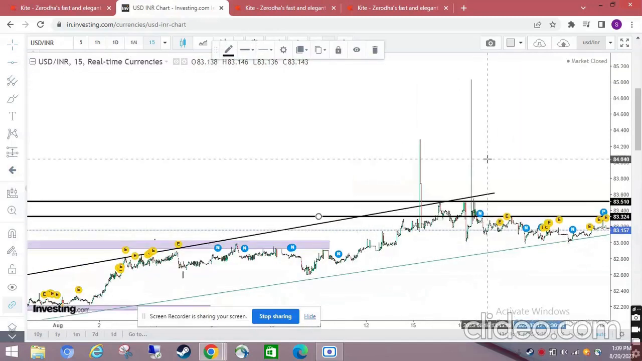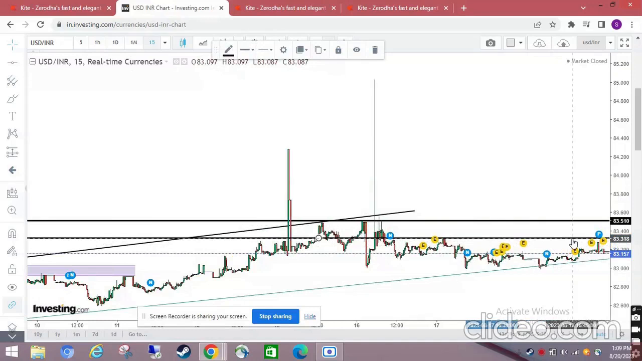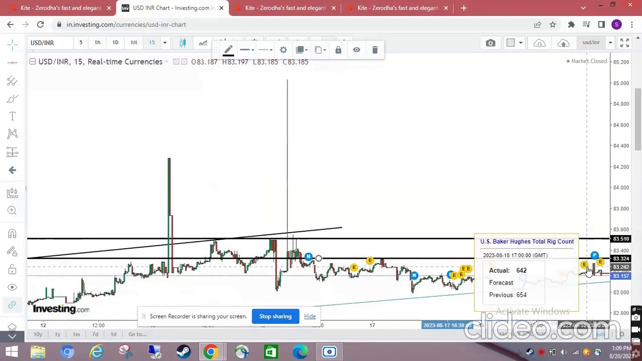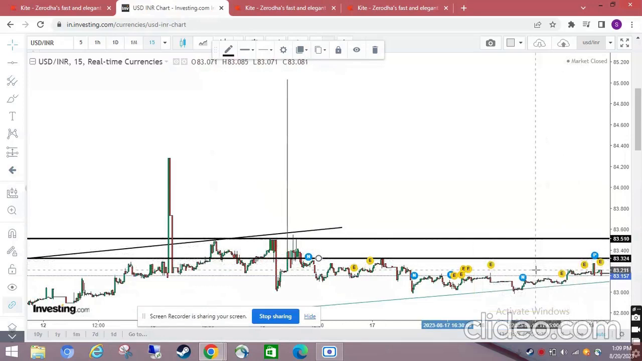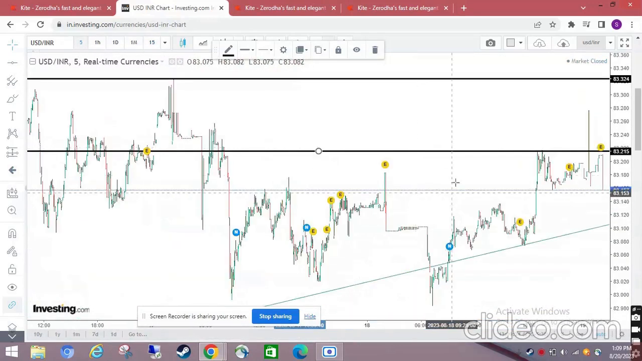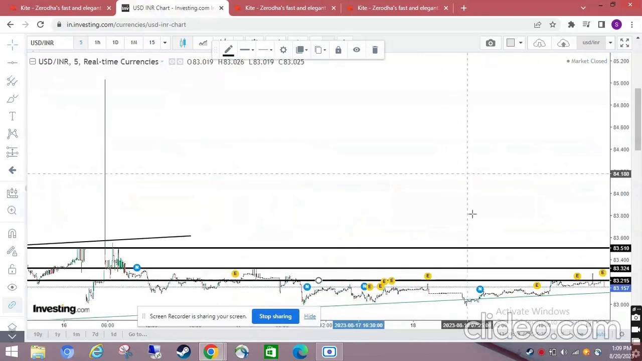This is another resistance level. After this is broken, we will try to add more to our positions. And currently we have this area, which is the third resistance level. If you go to an even lower time frame, you'll be able to see it better. This is the next resistance level we have, which is 83.215.